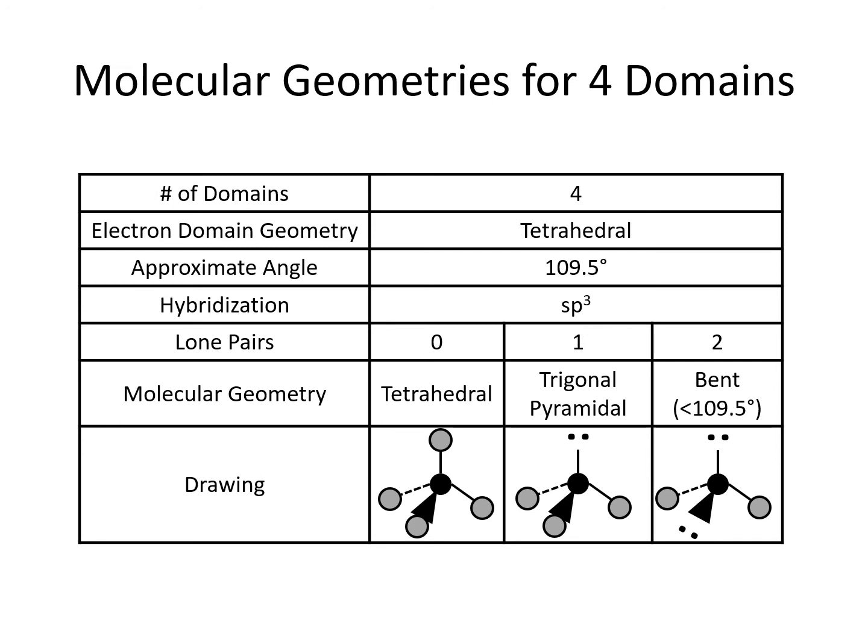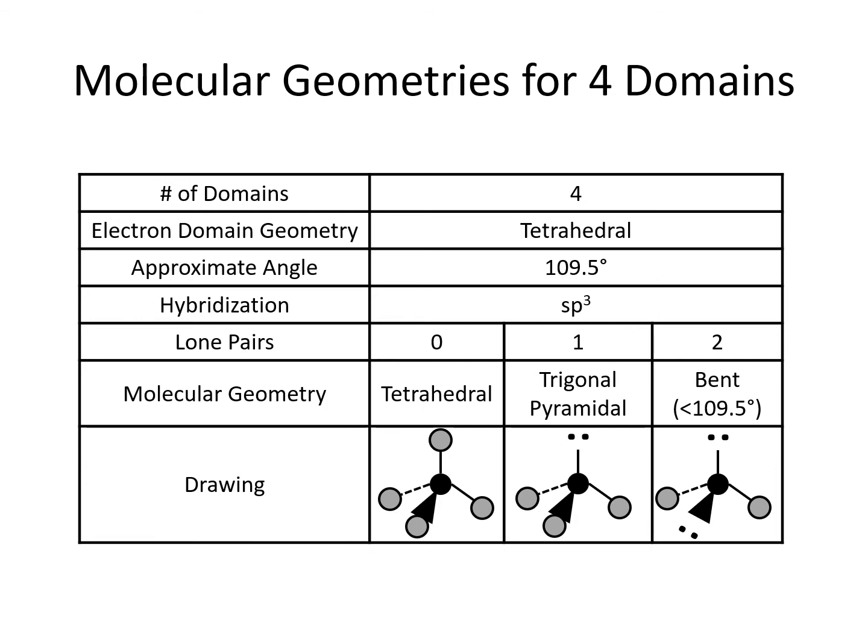When there are 4 domains, the molecule has a tetrahedral electron domain geometry, a corresponding 109.5-degree bond angle, and a corresponding sp3 hybridization. 4 domains with no lone pairs is called tetrahedral, just like the electron domain geometry. If the molecule has 4 domains, one of which is a lone pair, the molecular geometry is called trigonal pyramidal. It is trigonal because of the 3 atoms at the base, and pyramidal because the central atom forms the tip of the pyramid.